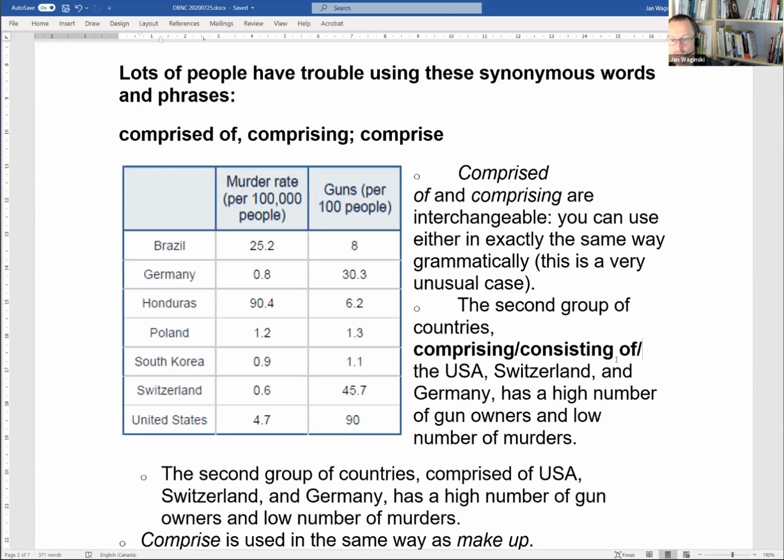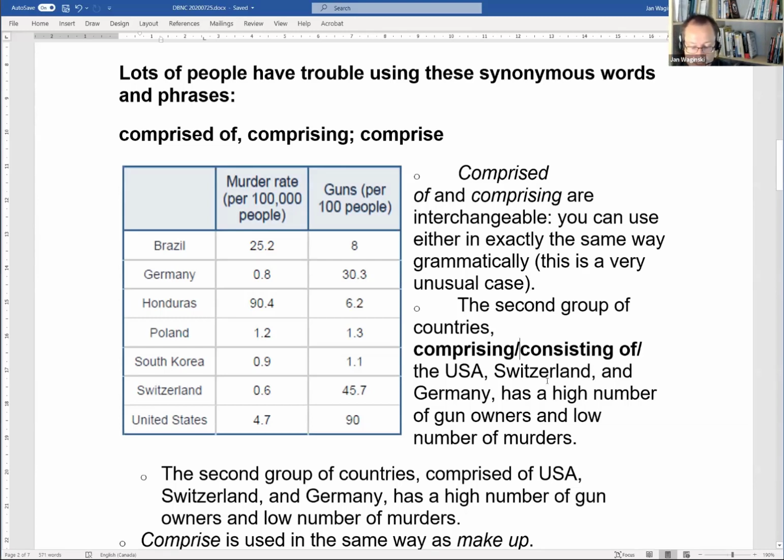Comprising, they are basically consist of different things. Well, including means that there would be more items in that group and you're just selecting a few of them. Yeah. But in this case, this is all of them. USA, Switzerland, and Germany are the only countries in this group. So the entire group only has these 3 countries. So including isn't a perfect synonym here.